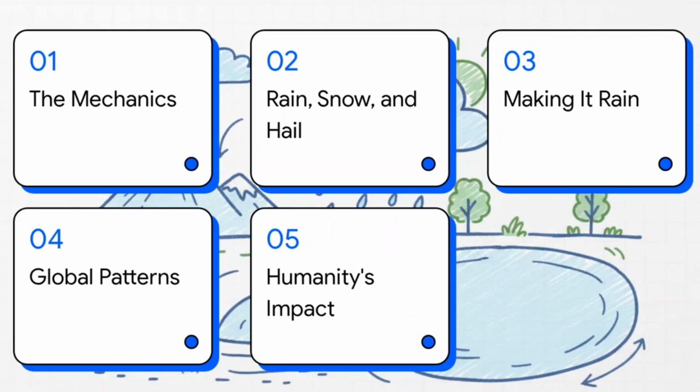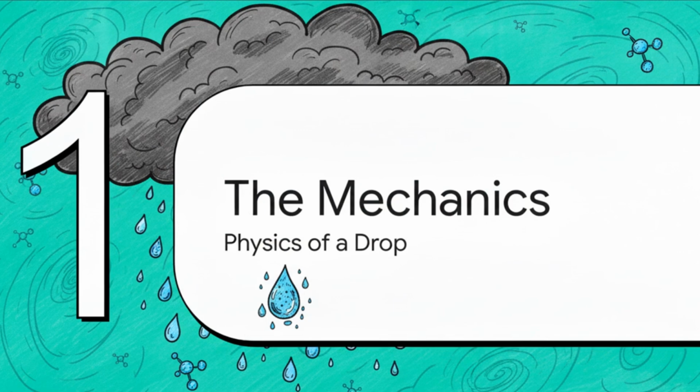To keep us perfectly on track, here's our agenda. We'll start with the mechanics of precipitation, then categorize rain, snow, and hail, and figure out how nature makes it rain. After that, we'll map out global patterns and wrap up with humanity's impact. Section 1. The mechanics of precipitation, the physics of a drop.